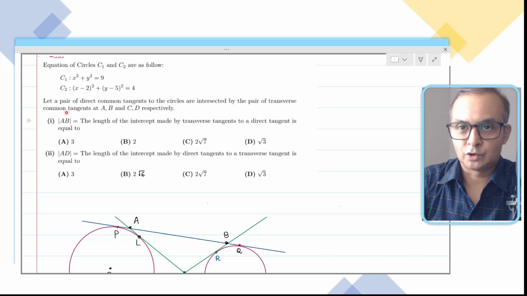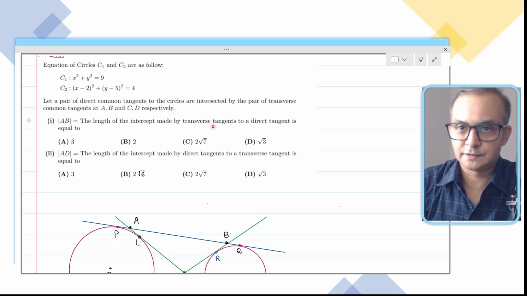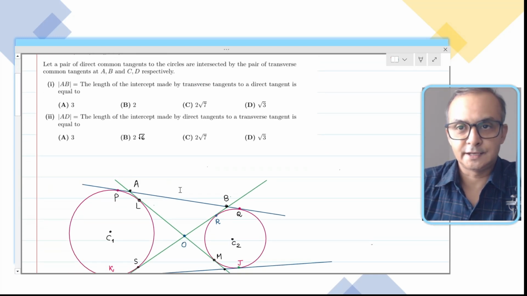So we have to find the length AB, that is, the length of the intercept made by transverse tangents to a direct tangent, and again we have to find the length AD, the length of the intercept made by direct tangents to a transverse tangent.